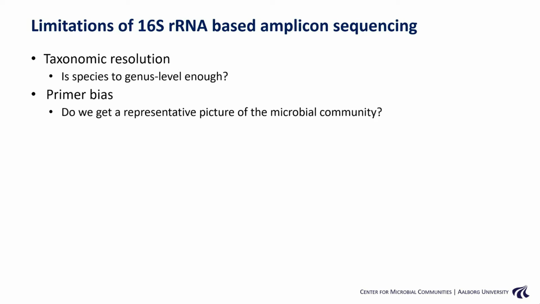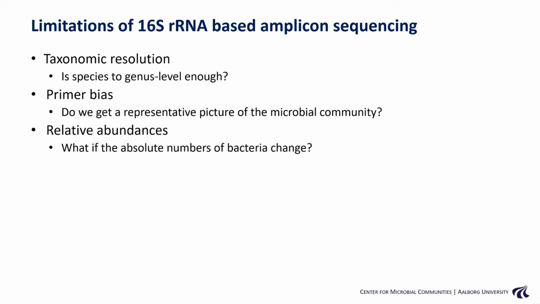Then there's a question about something called primer bias. So when we amplify these amplicon sequence variants, we do not get a completely comprehensive picture of the microbial communities. There are certain groups of bacteria we are always missing using a specific primer set. So we need to take that into consideration when we analyze the data.